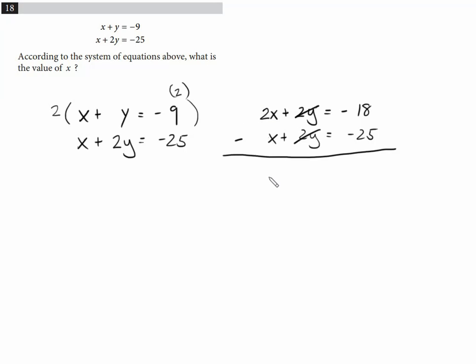2x minus 1x is x, and 18 minus negative 25, which actually makes it positive. So 25 minus 18 equals 7. See how much quicker that was? And we came up with the same solution, x equals 7.